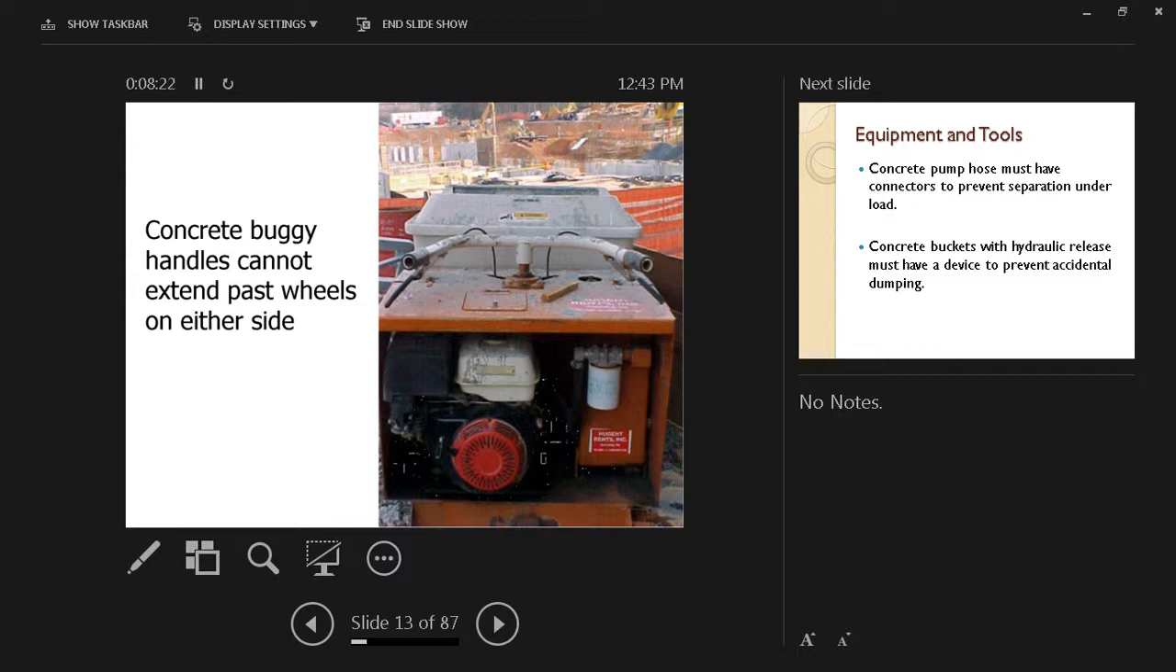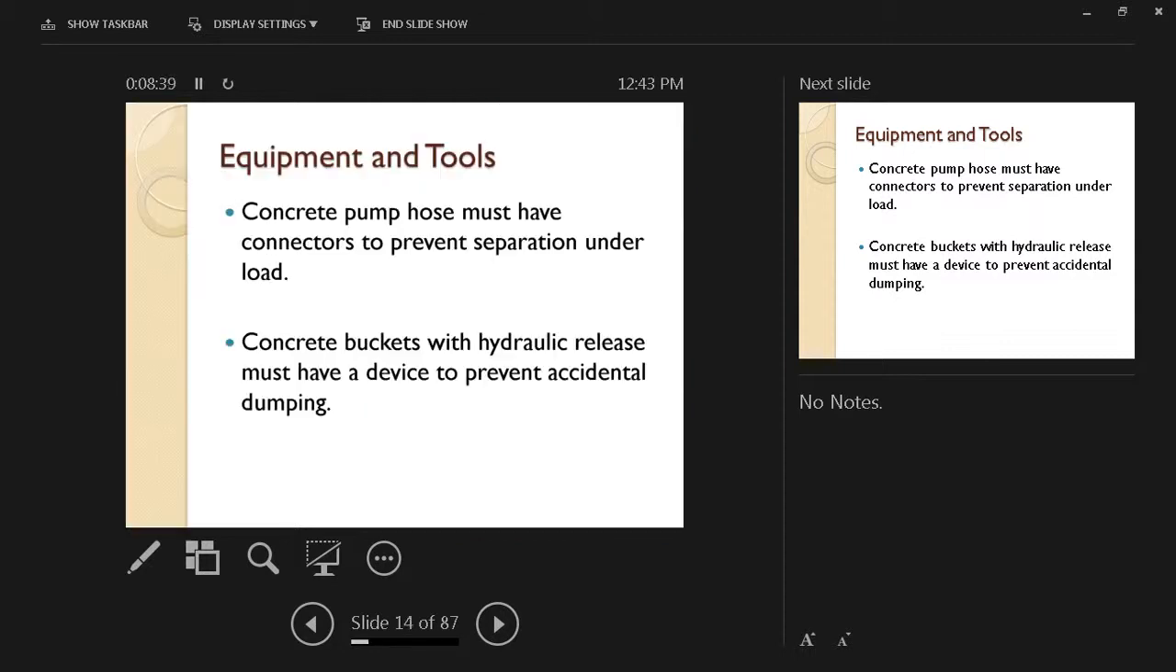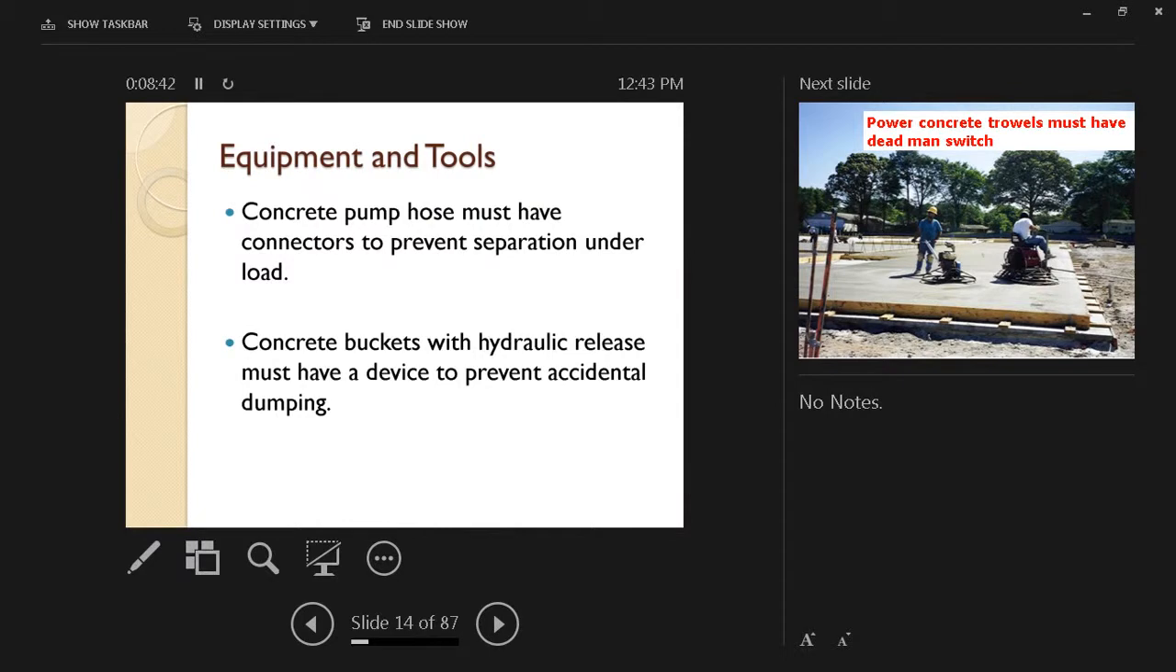Concrete buggies. Again, if someone's pushing that buggy and they trip, they may be impaled by the impact with the handles of the buggy. So concrete buggy handles cannot extend past wheels on either side to prevent that impalement and prevent anyone working around from being affected by it. Concrete pump hoses must have connectors to prevent separation under load, because you may risk having the concrete fall under pressure from that hose. And concrete buckets with hydraulic release must have a device to prevent accidental dumping. And that's why basically we do not allow people to stand underneath a concrete bucket while it's being lifted or lowered.